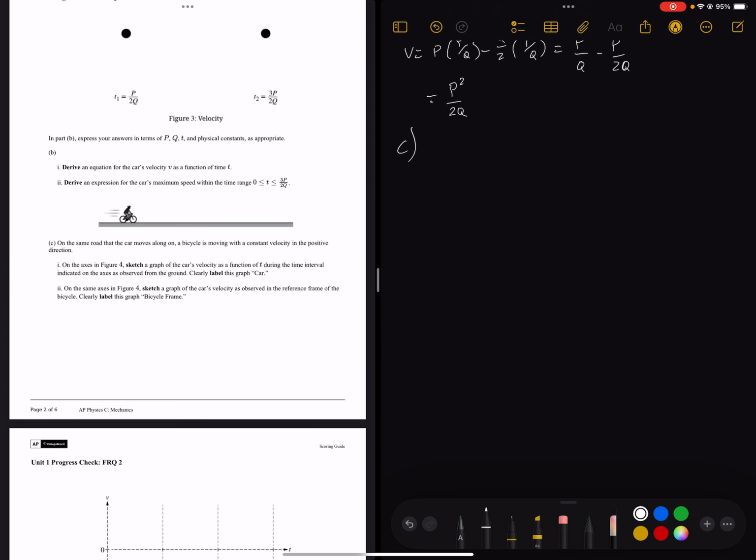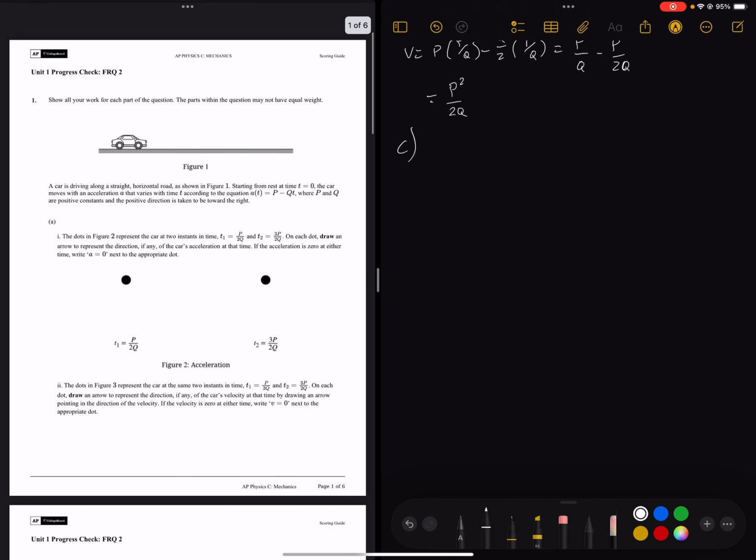So on the same road that the car moves along, a bicycle is moving at a constant velocity in the positive direction. Okay? On the axes below, sketch a graph of the car's velocity as a function of time during the time interval indicated on the axes. Clearly label the graph car. And on the same axis, sketch a graph of the car's velocity as observed in the reference frame of the bicycle. Clearly label the graph bicycle frame.